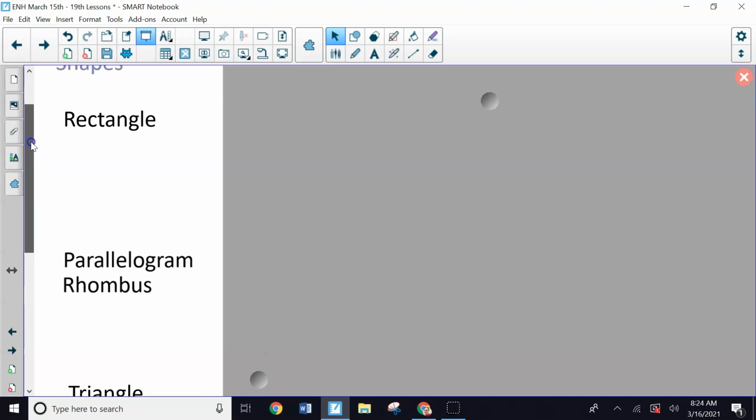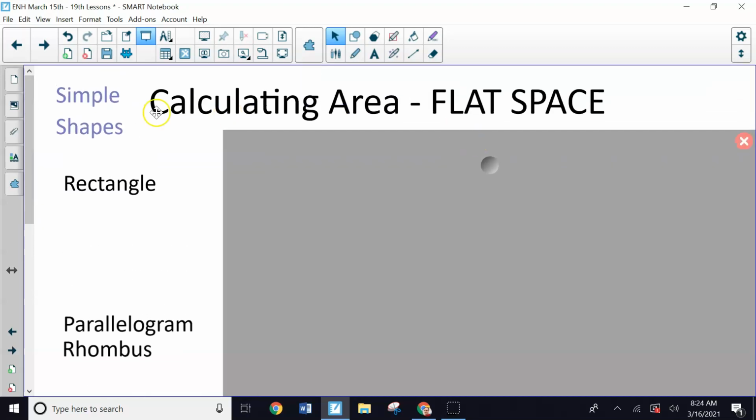Okay, now you're back. Let's talk about how to calculate these. Now these are what I call the simple shapes because they have a simple formula. It's very easy. You just kind of use that formula, calculate it, put it in your calculator, and then you've got your answer. So when we calculate area, I just kind of want to go back to the basics.